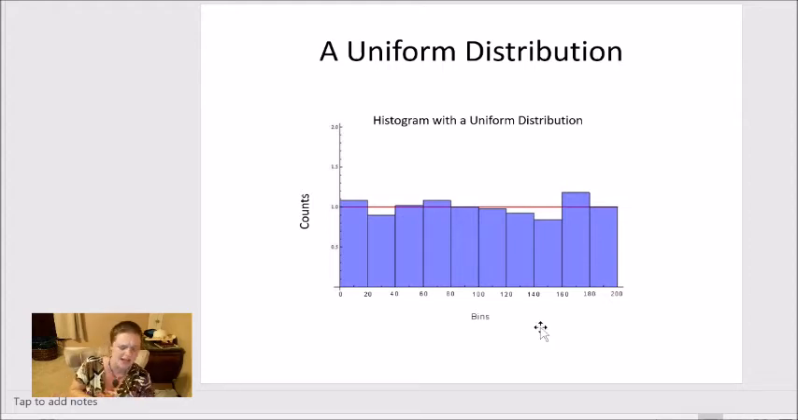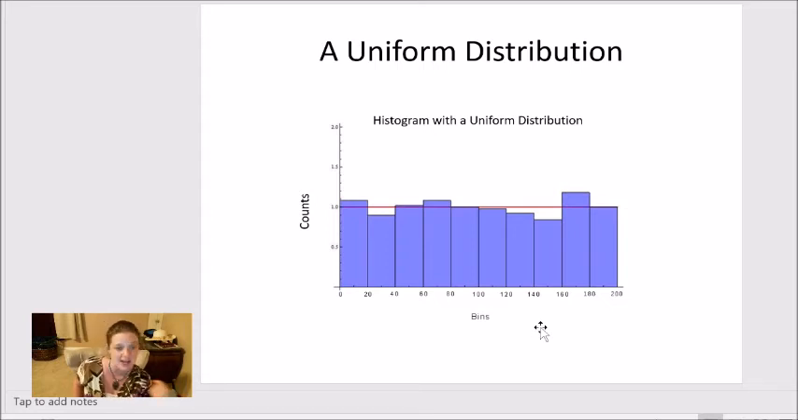And the best example I can give of a uniform distribution actually doesn't come from psychology. It actually comes from probability theory. It's if you roll a die, a 6-sided die, or any kind of non-weighted die. A die is the singular of dice. So if I roll a die, getting a 1 is just as likely as getting a 2. Getting a 2 is just as likely as getting a 3. Getting a 3 is just as likely as getting a 4, and on and on.